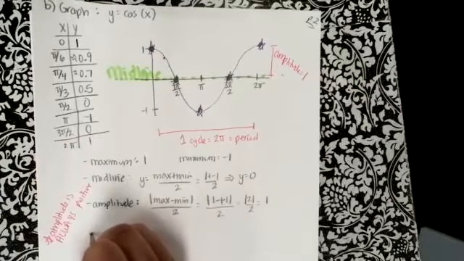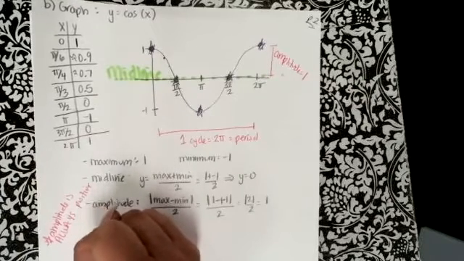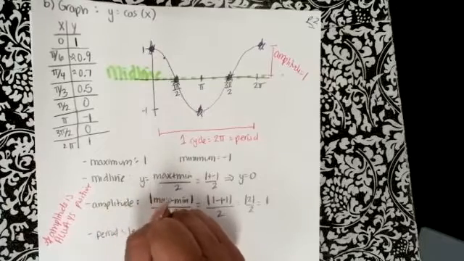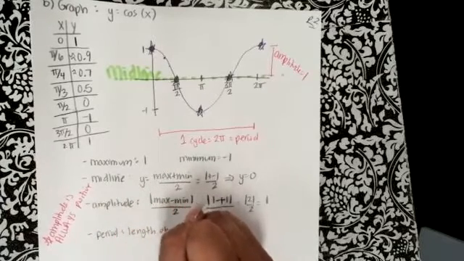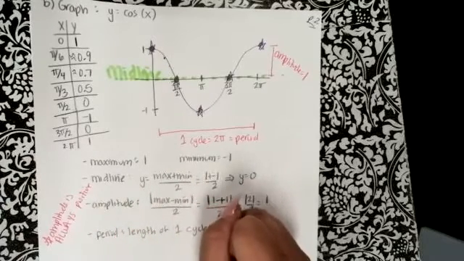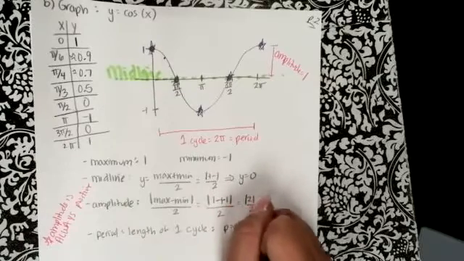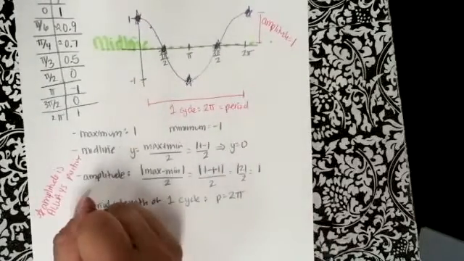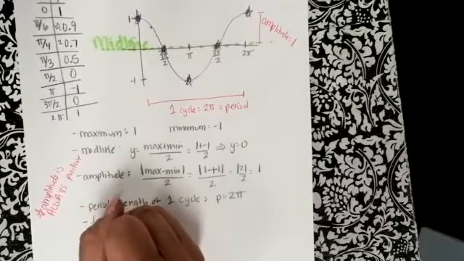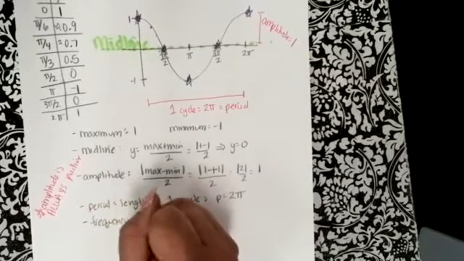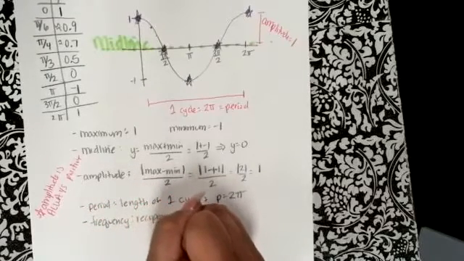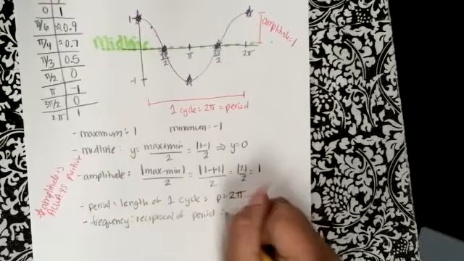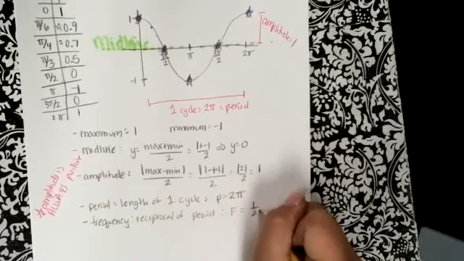The period here is the length of 1 cycle. So here, my period is equal to 2 pi. And the frequency is the reciprocal again. Frequency is the reciprocal of the period, which is 1 over 2 pi.